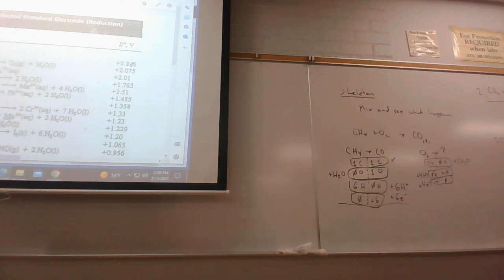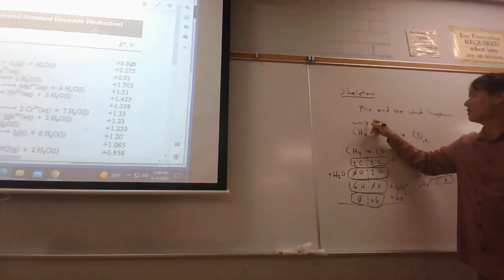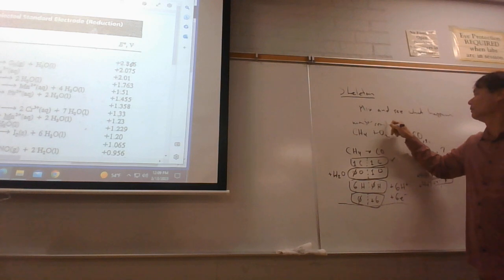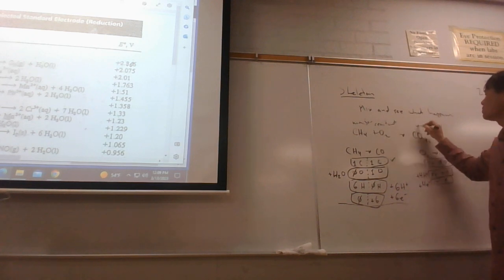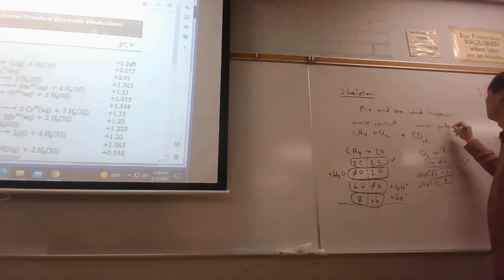And you go, that was too much work. I could have balanced this a lot faster, right? If you knew the other product here, which would be water. And so this is the skeleton. The major reactants and the major products are given. We didn't have to predict them. They're given.